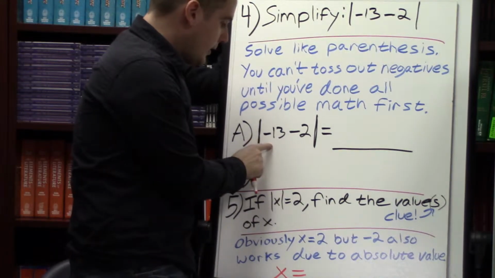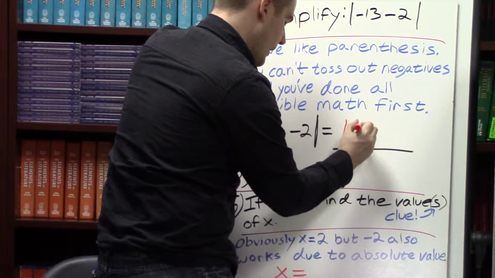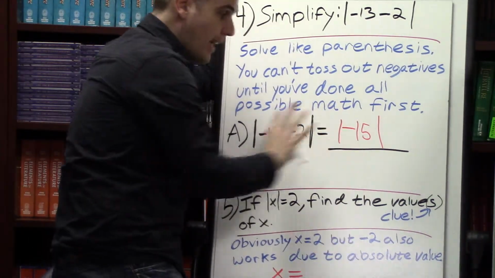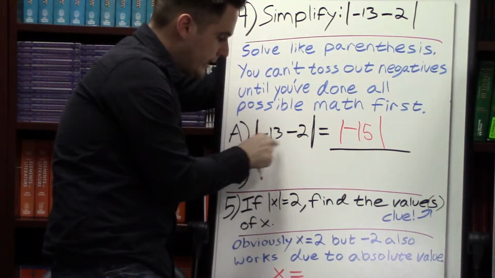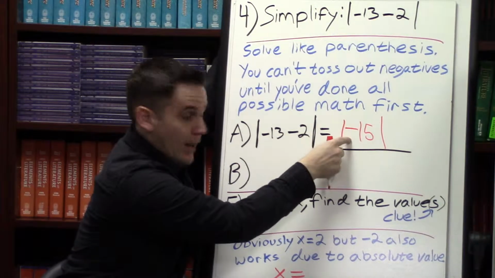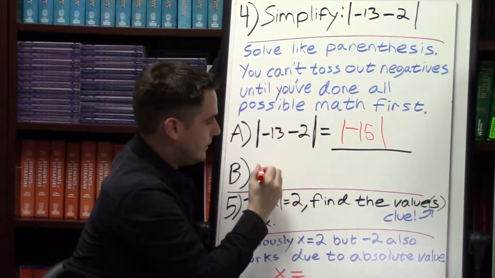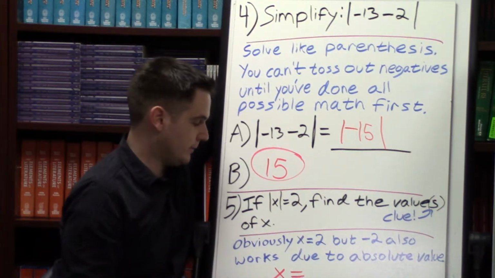So -13 minus 2 is going to equal the absolute value of -15. Notice we have not actually done any absolute value yet. We have to act like these are parentheses and solve. Now, having done that, we know that the negative is going to fall away along with the bars, and the answer is 15.